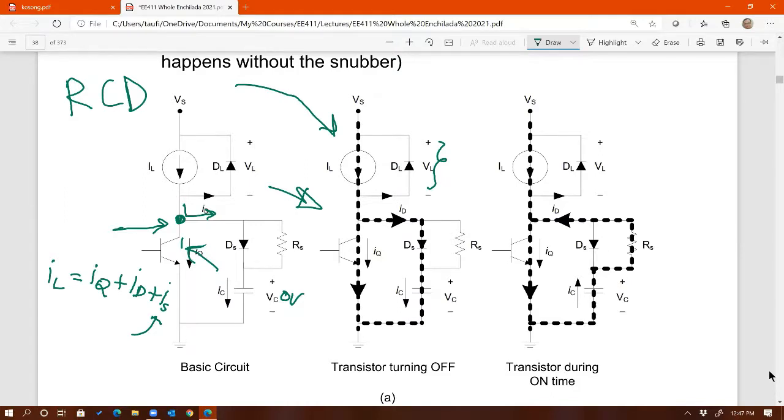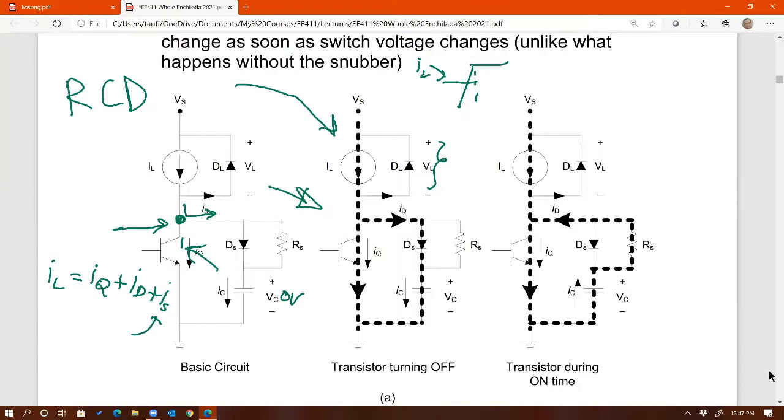Earlier, when the switch voltage goes up, remember the current has to stay at IL. That's the previous case. It has to stay at IL until the voltage reaches Vs. Now that is no longer true. Once the voltage goes up, as you are turning off the transistor, this node goes up from 0 and gradually increases, following a linear curve.